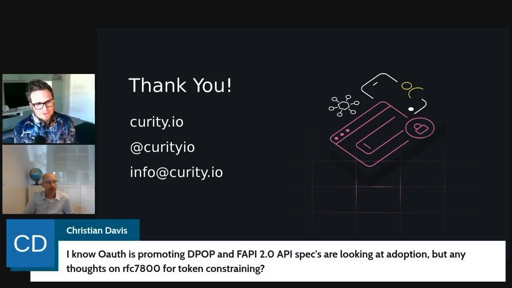Great. Next question. I know OAuth is promoting DPoP and FAPI 2.0. API specs are looking at adoption, but any thoughts on RFC 7800 for token constraining? Let's see what 7800 is. Yeah, if you had that ready to go off the top of your head, I wouldn't have been surprised, and I would have been really impressed.